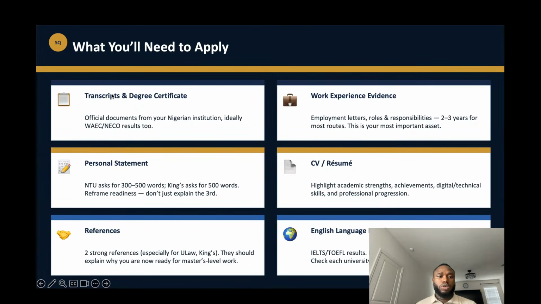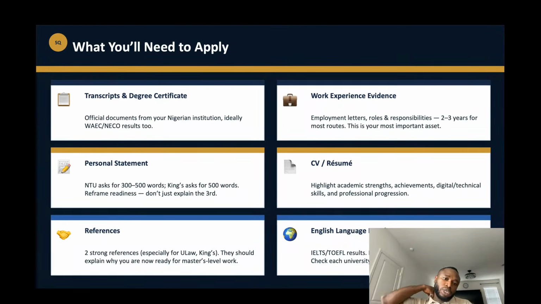Okay, so the first thing you need, obviously, is your transcripts and your degree certificates, because this is what shows that you've completed. And this is for those who are looking at doing postgraduate programs, so master's and PhD. You need your transcript from your Nigerian institution. And ideally, you also need your WAEC or NECO results. The reason why you need your WAEC or NECO results is to show that you have a good use of the English language, and so that compensates for you not having written the IELTS or another test of English language.